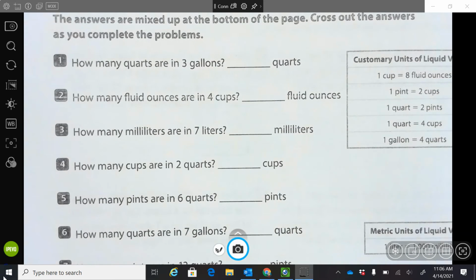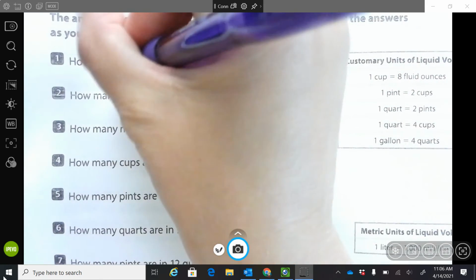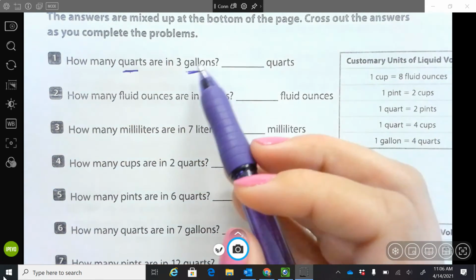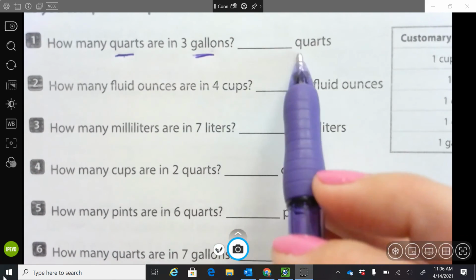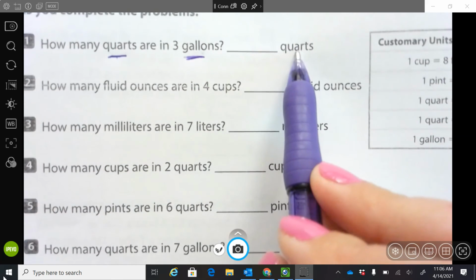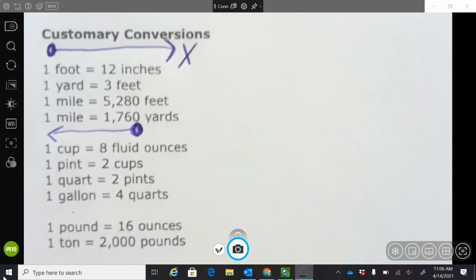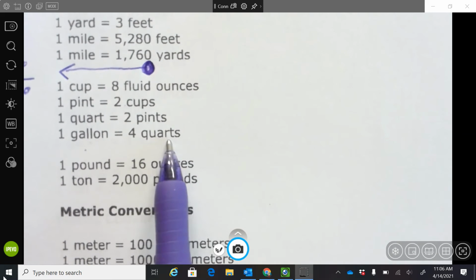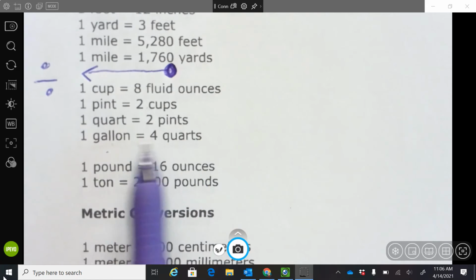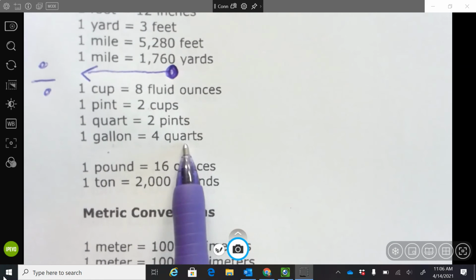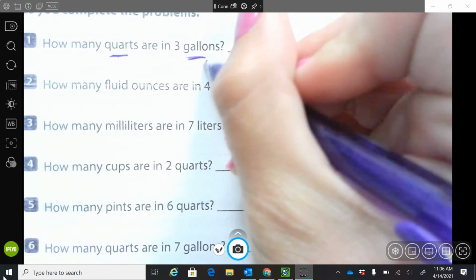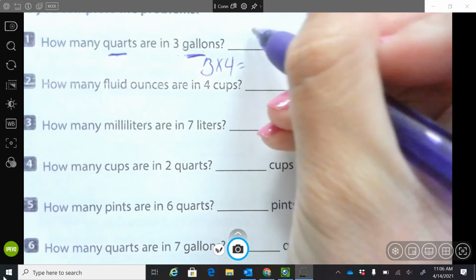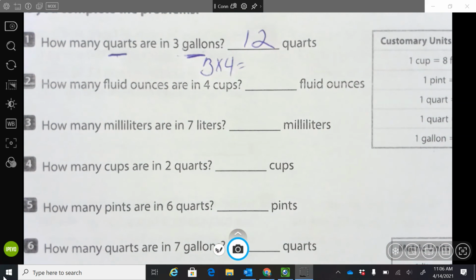Okay, so for number 1, it says, how many quarts are in 3 gallons? So we're starting at what? What's our measurement? 3 gallons. Gallons, and we're going to quarts. So go to your chart, and we're looking for gallons to quarts. Are we going to multiply or divide? Multiply. So we're going to multiply 4 times 3, which is 12. Okay.